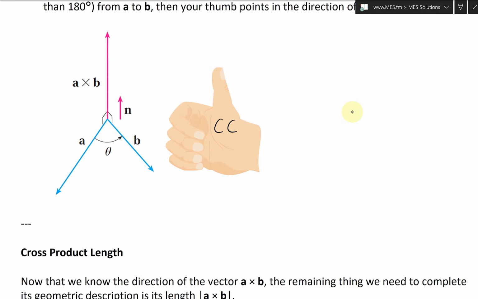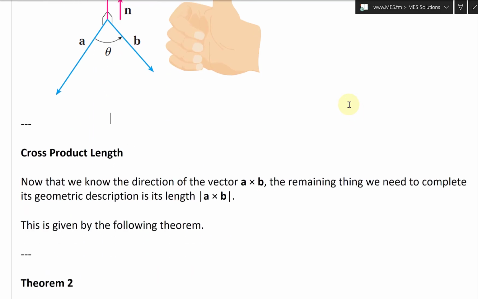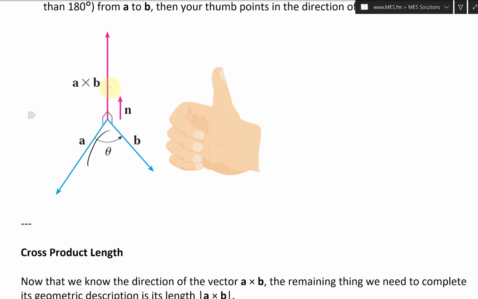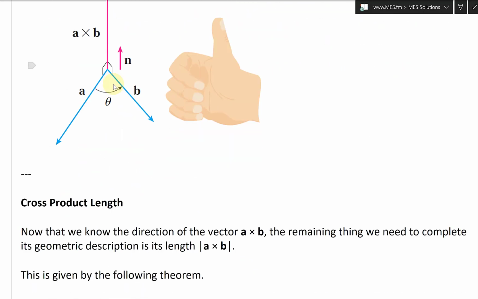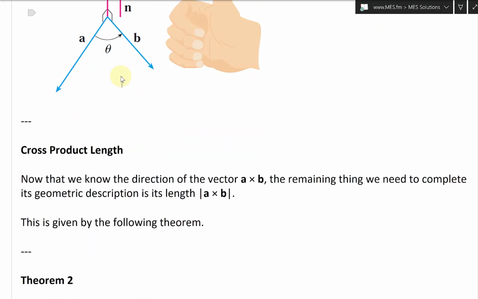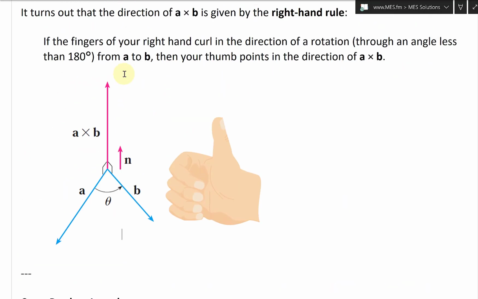And then if you were to do B cross A, it would go from here to here, and your thumb would go downwards, and you'll have a negative cross product, which is interesting. Or a negative relative to this plane. In other words, it's going to go downwards. Anyways, that is an interesting right-hand rule, and we'll be needing that soon.